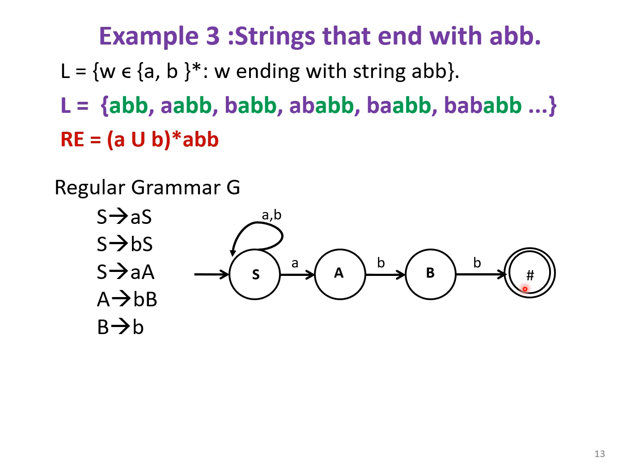And at last, hash is the accepting state. So this is the finite state machine obtained for the given grammar.